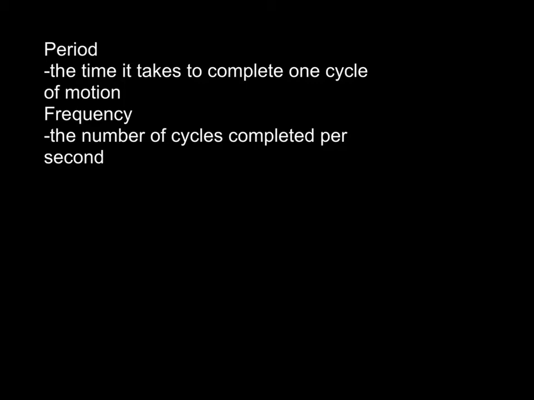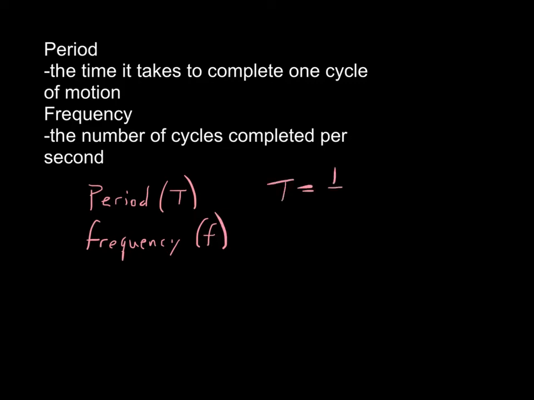So we can see from our definitions here that these things are inverse of each other. Period, we usually use the capital T as our variable, and for frequency it is a lowercase f. And since they are inverse of each other, we could say that period equals 1 over frequency, or frequency equals 1 over period. So you can determine one from the other as long as you know what it is.